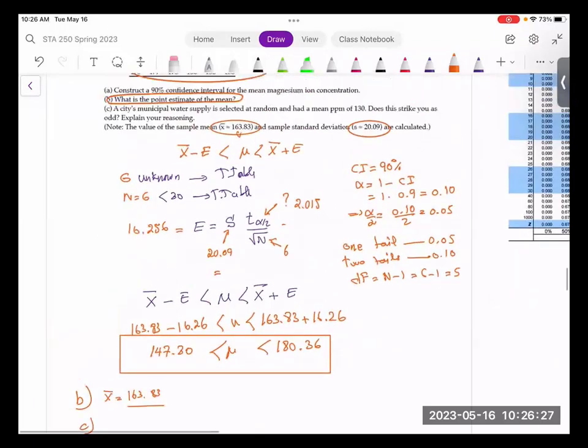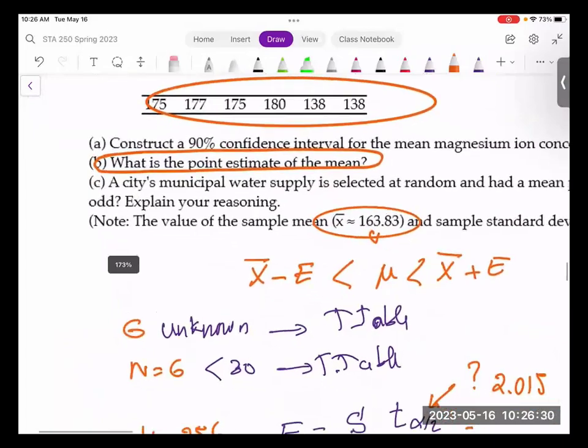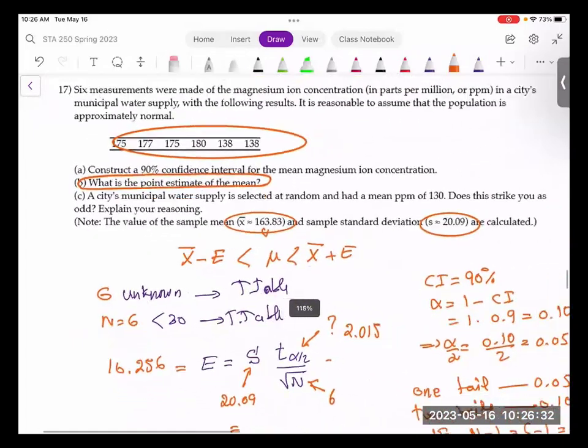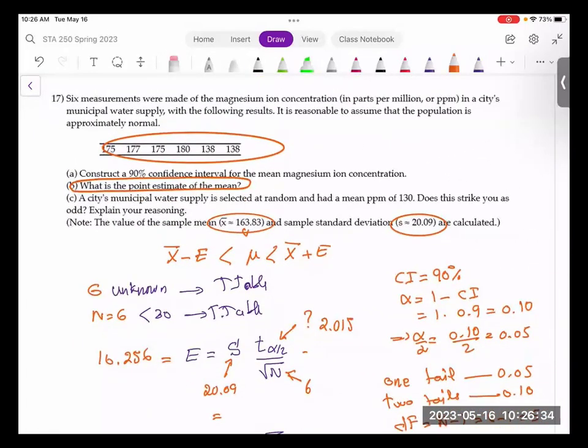For C, there are many ways to do C. So see what they are saying. They are getting the value of 130. Is 130 a good number or not? What is the likelihood that this number is going to happen? Is it odd or not? Yes, it's very odd for a couple of reasons. The first reason, without doing any calculation, is that you see the interval here, the range.